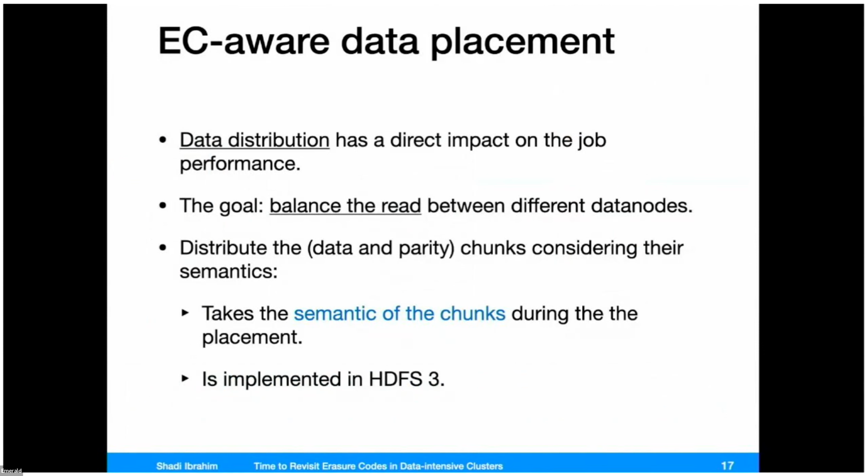In the previous experiments, we have identified that data distribution has a direct impact on the job performance and results in stragglers under erasure coding. And as a first step to mitigate read imbalance between data nodes, we have introduced a new chunk placement that evenly distributes the data and the parity chunks across data nodes. We have implemented this in HDFS, and here are the experimental results.